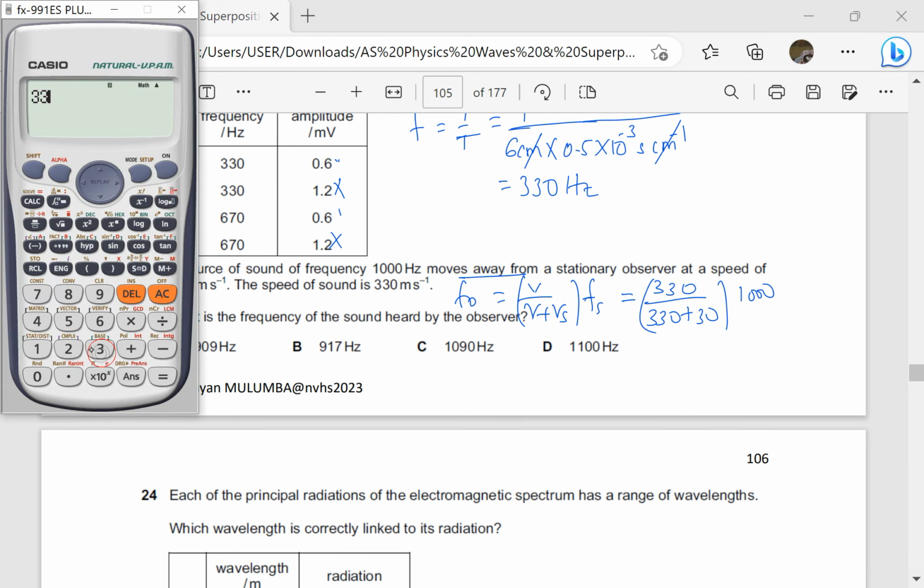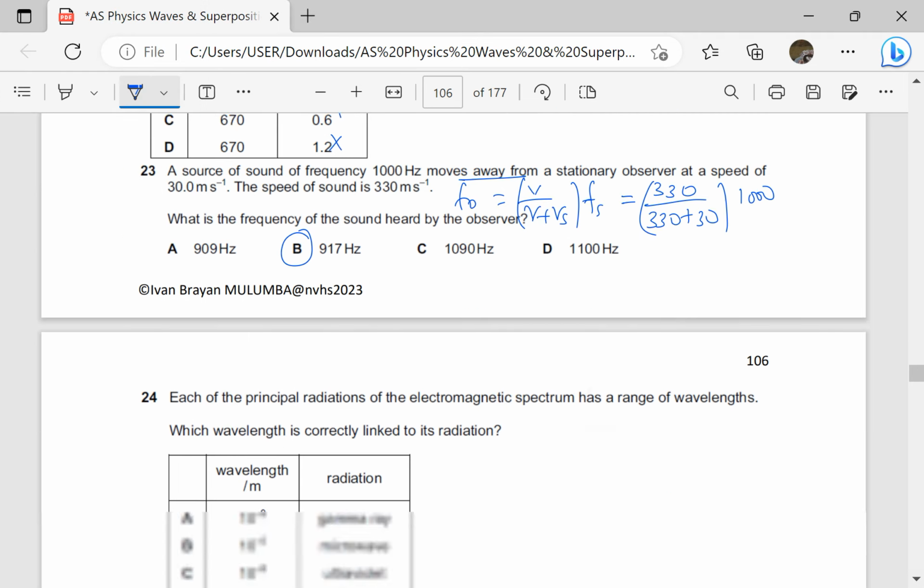So we have 330 times 1000 divided by 360. So that is 919.6 recurring, which is 917. So our answer is going to be B.